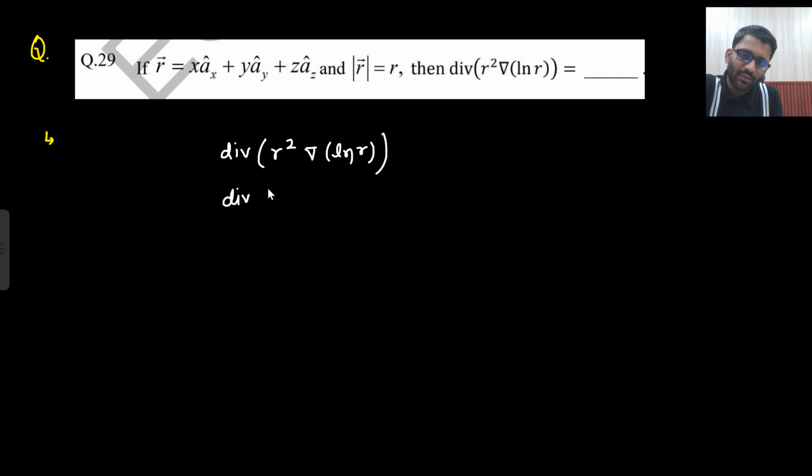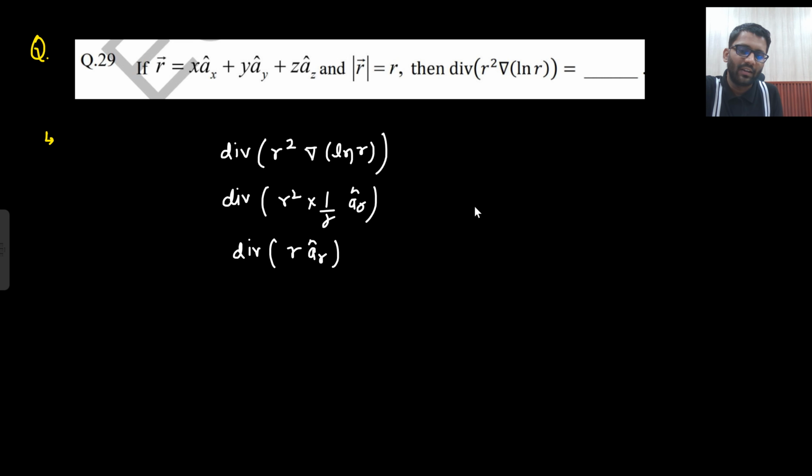So divergence of r square. What is the gradient of ln r? 1 by r ar cap, right? I hope you remember it. Simply do the differentiation and then ar cap. So divergence of r into ar cap you need to find. So what would that be?